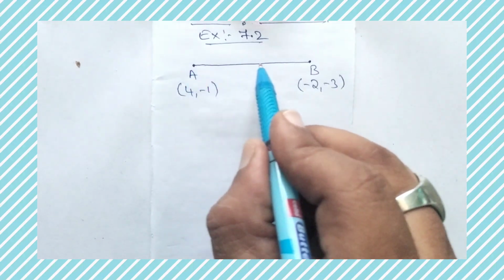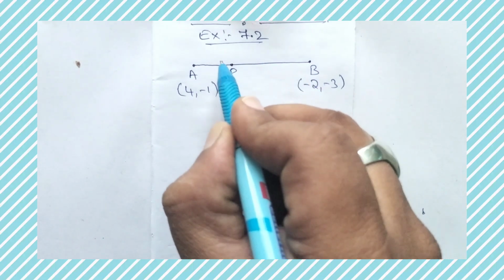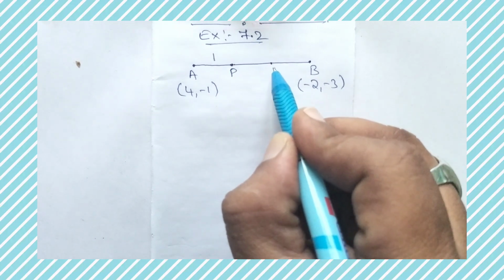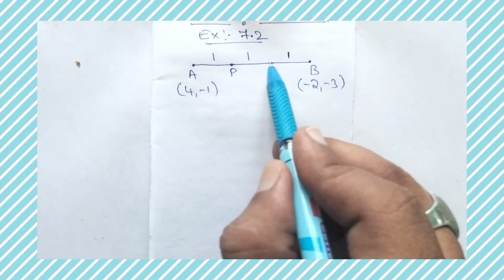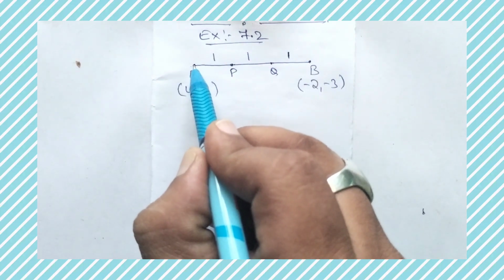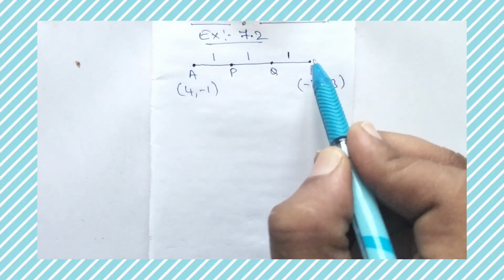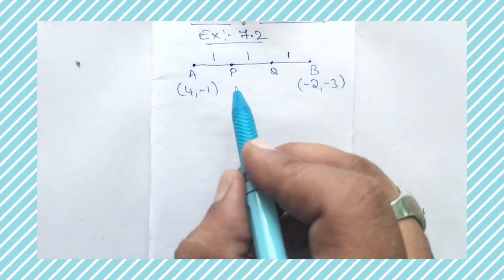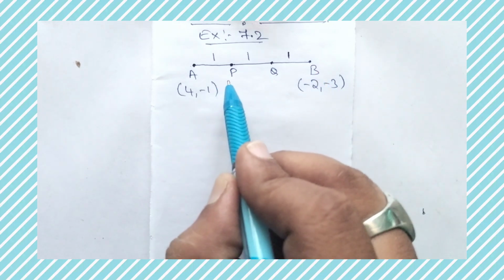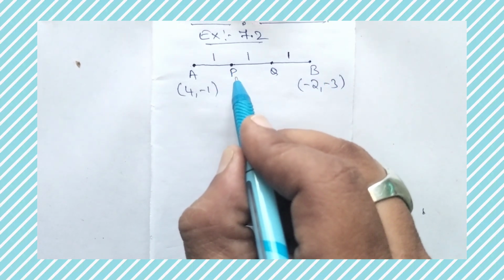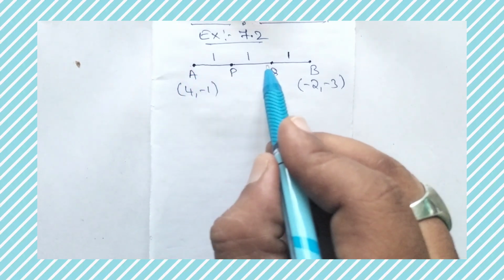Now this line segment is divided into 3 equal parts. From A to P it is one part, from P to Q it is another part, then from Q to B it is another part. The given line segment is divided into 3 equal parts: one is AP, then PQ, then QB. So these are the 3 equal parts. Now we know the coordinates of A and B. We have to find out the coordinates of point P and the coordinates of point Q which divide the line segment.